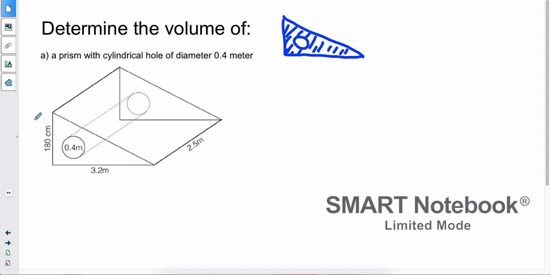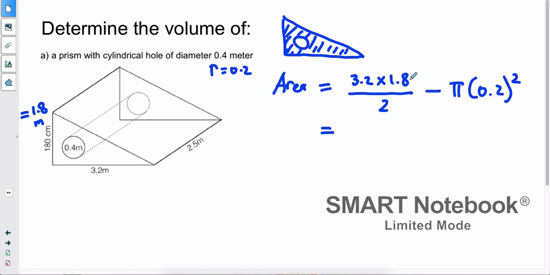And we have to be careful with the unit here. Everything else is in meters, so 180 centimeter we have to convert into 1.8 meter, divide that by 100. And here diameter is 0.4, so obviously radius is just half of it, so the radius should be then 0.2 meter.